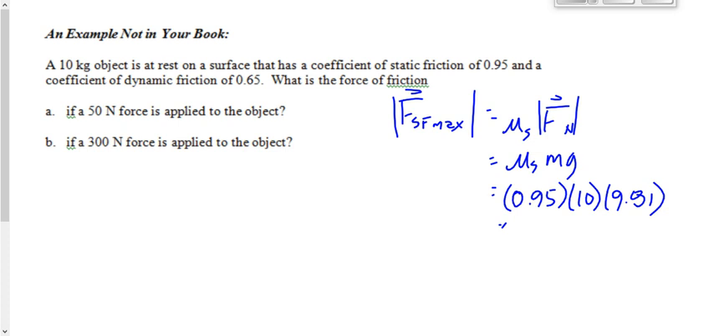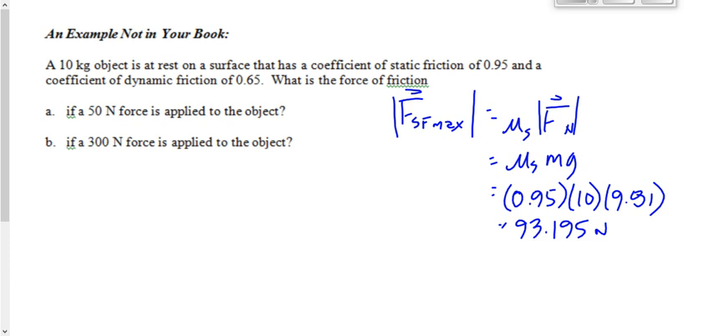That gives us 93.195 newtons. Now, I'm not going to round that. How come? I'm not going to round that to 2 digits. I'm just going to leave that as 5 digits because it's not a final answer. I didn't solve for anything here yet that I'm looking for. I just need that number to compare these other numbers to it.